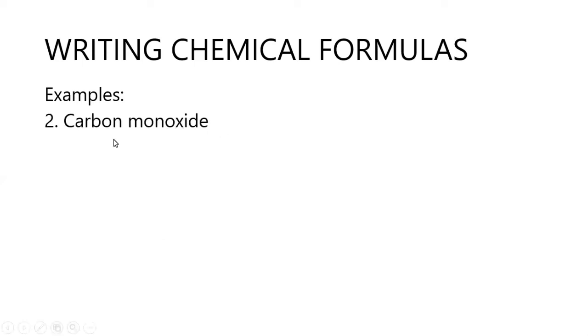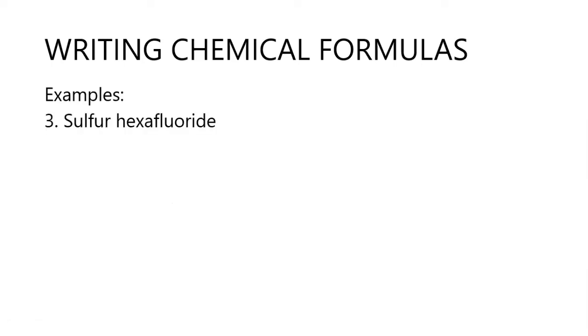Next. Carbon monoxide. Write the symbol for carbon, that's C. Write the symbol for oxygen, that's O. And then, since wala siyang katabi, automatic 1 na yun. And then mono is 1. And then the final formula is CO. So carbon monoxide is CO.